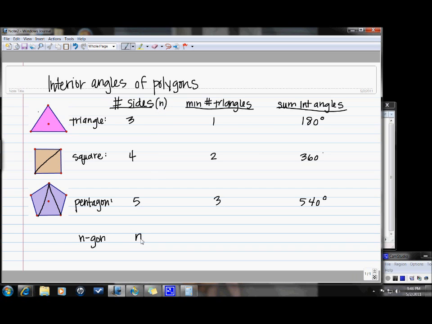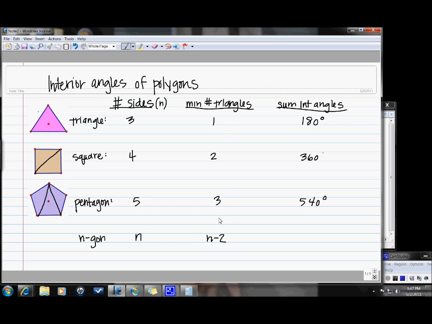The minimum number of triangles. Well, let's see what we have up here with the triangle. We had 3 sides, and 1 was our minimum number of triangles. With a square, 4 sides, and 2. With the pentagon, 5 sides and 3. So if we see what's going on here, we have to take 2 away from the number of sides to get the minimum number of triangles. In a triangle, same with a square, 4 minus 2 is 2. 5 minus 2 is 3. So n minus 2 is going to be our minimum number of triangles.